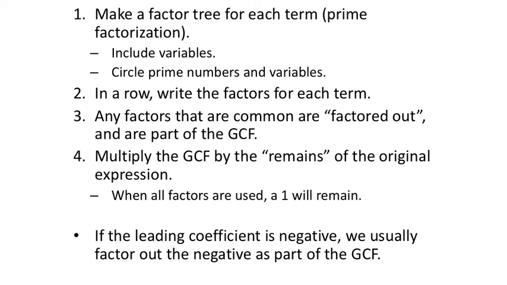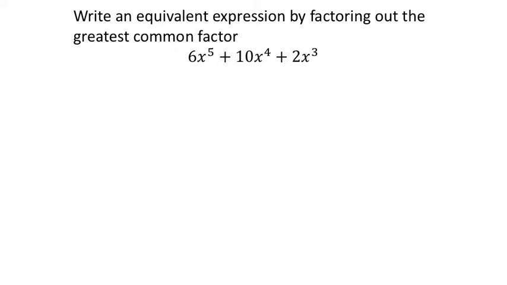If the leading coefficient is negative, we usually factor out the negative as part of the, yeah, we already talked about that, okay? So I would think that a lot of this wouldn't make sense right now because we haven't done this, I think. But like I said, if you've taken 950 or 920, you've seen this process already, okay? There we go, here's a nice example.